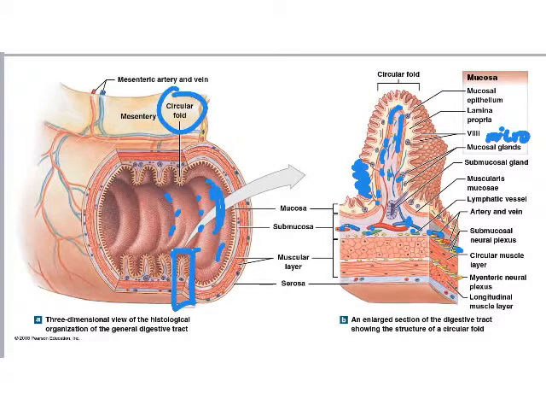And then if you go deep to the submucosa, you'll find two layers of muscle. There's a circular layer and a longitudinal layer, and we'll meet those here again in a minute. And then the serosa is kind of the outer layer.